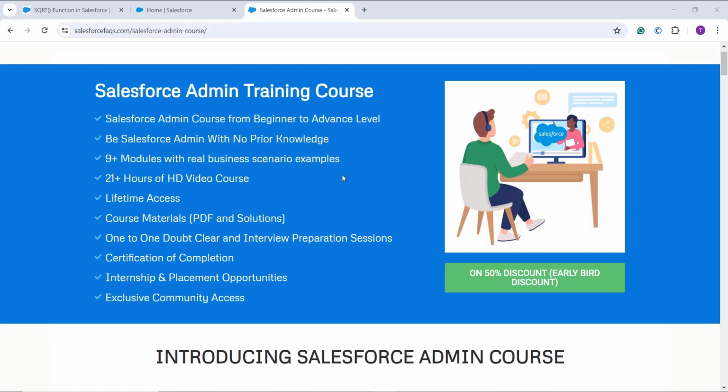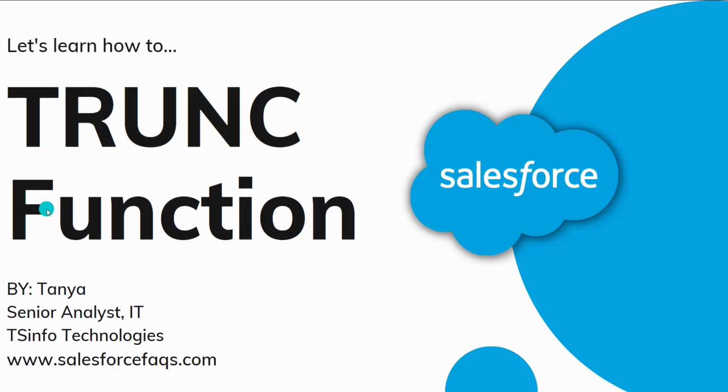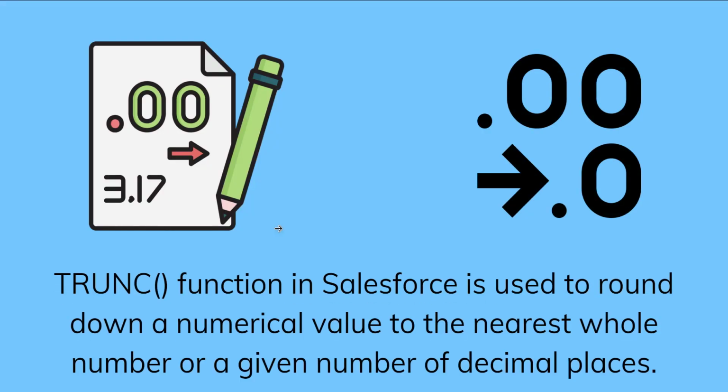So now let's move back to our today's topic. Today we are going to learn about the TRUNC function, and we will learn this concept for both Salesforce Lightning as well as the classic user interface. Let's proceed and first understand what we mean by the TRUNC function. TRUNC is one of the mathematical functions of Salesforce, and it is used when you want to truncate a specified number of digits. In simple words, you can say that the TRUNC function is used when you want to round down a numeric value to the nearest whole number or a given number of decimal places. Basically, it truncates the decimal part of the number and returns only the integer part.